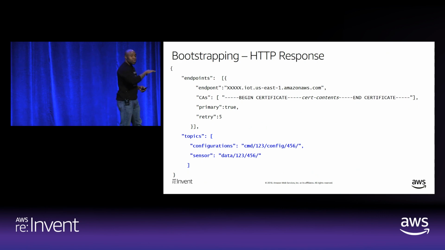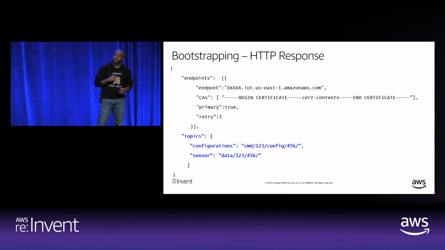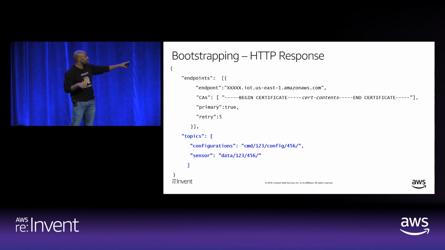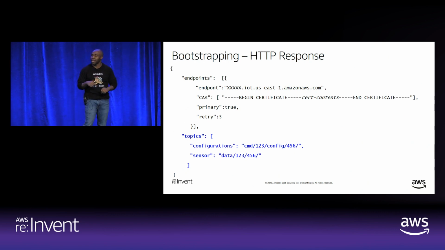Similarly, with the ability to bootstrap, you can send additional configuration information. And the reason topics are interesting to send when we get into multi-region later is this allows you to define what your rules do later on. You can then define rules that say, well, my configurations look like this. So whenever I see a message come in AWS IoT, I can look for topics that start with command and config, and then send them to a specific location.